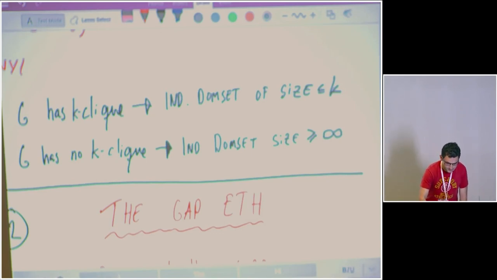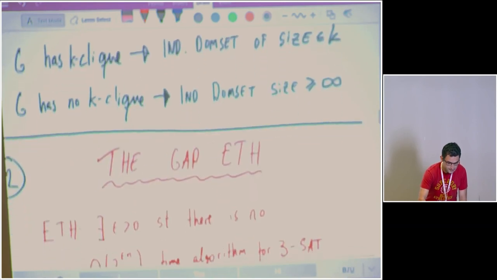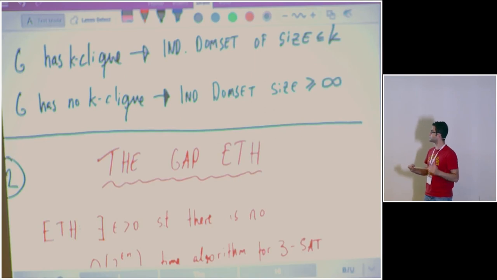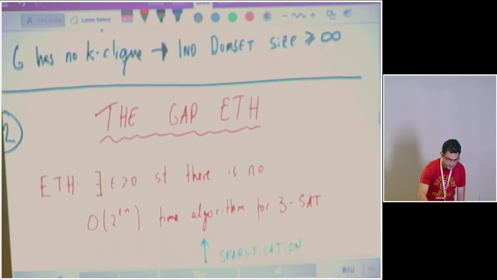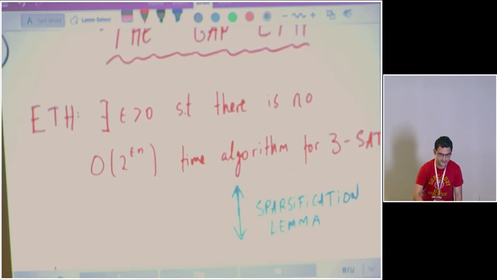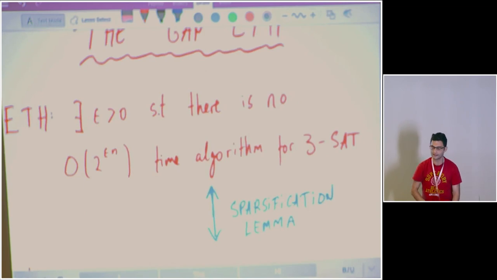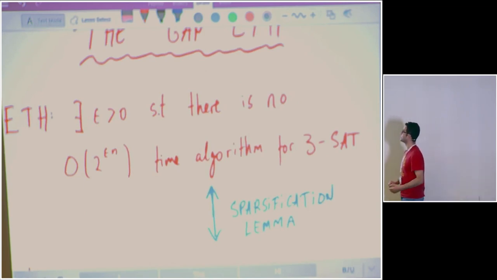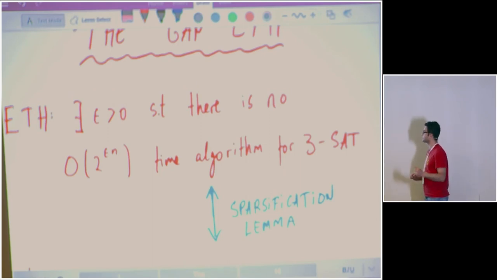So without further ado, let me go to the gap ETH and how we can use the gap ETH in order to prove hardness of approximation. So before we go to the gap ETH, let me remind you of what the ETH says, the exponential time hypothesis. This states that there exists some epsilon greater than 0 such that there is no 2 to the epsilon n algorithm for 3-SAT, where n is the number of variables.